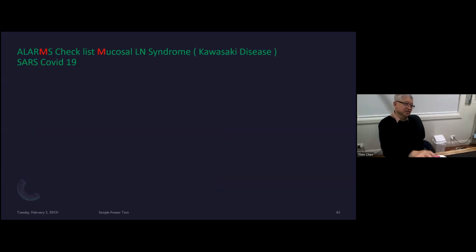Because now we have SARS, COVID-19, and mucocutaneous lymph node syndrome, the old name for Kawasaki. I have a case study to do at the end of my talk, so I'll talk more about Kawasaki later on. But Kawasaki has a few things that bear a very close resemblance to SARS-CoV-2. They call it MIS-C, multi-system inflammatory syndrome in children, which is seen about 6 weeks after SARS-CoV-2.